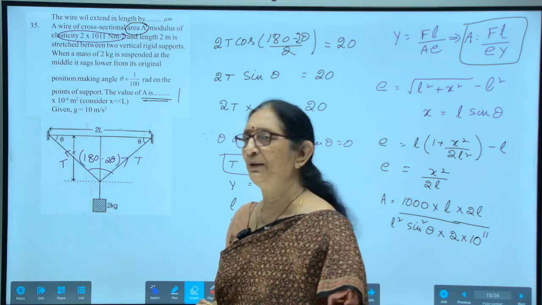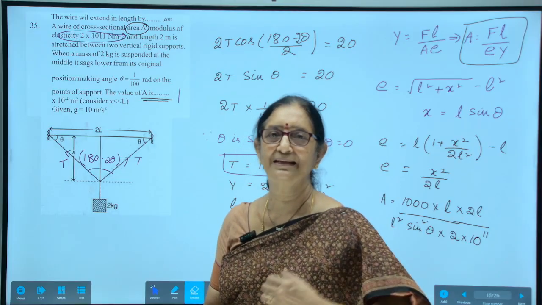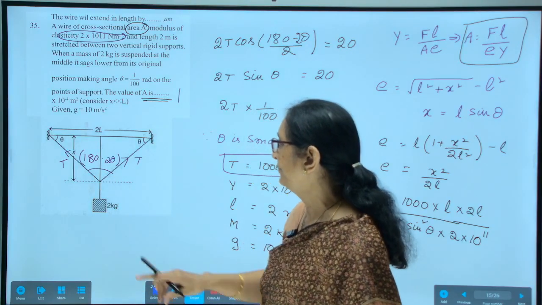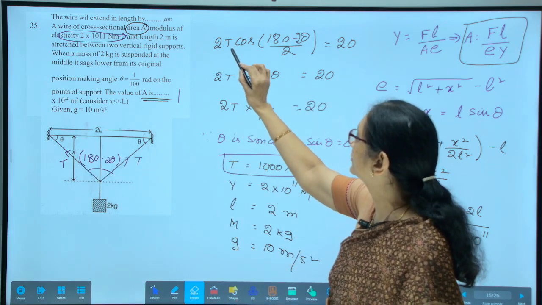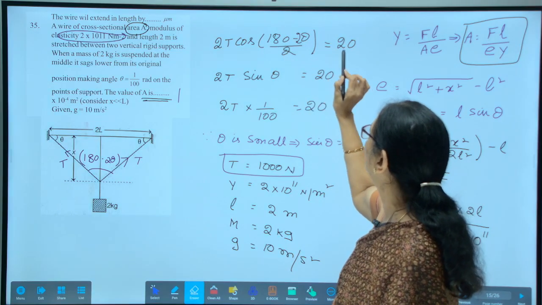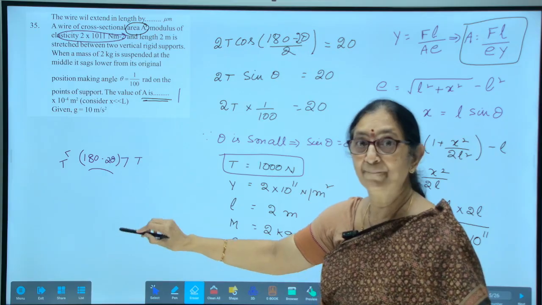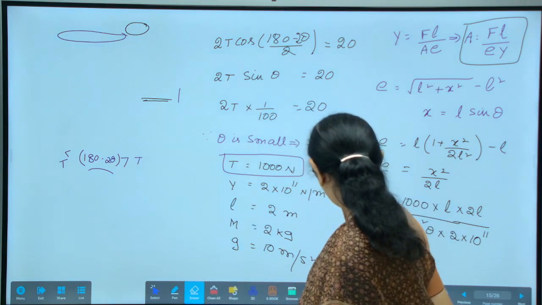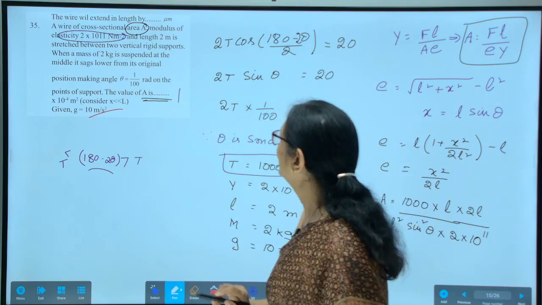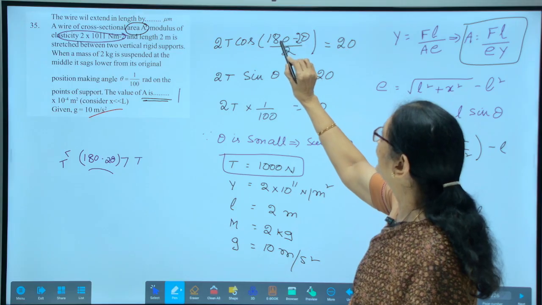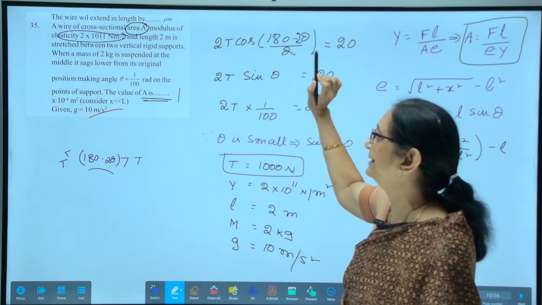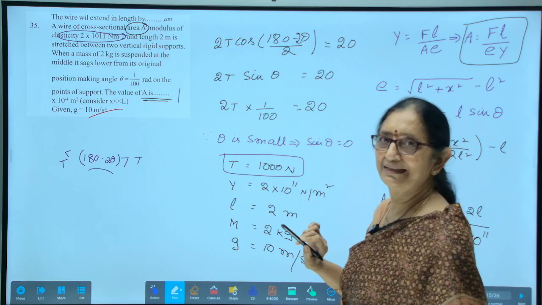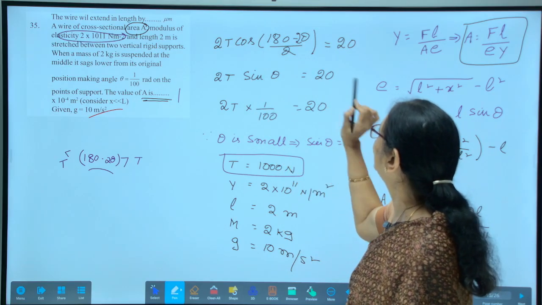We know when two equal vectors are at an angle theta, their resultant is 2T cos theta by 2. Here in place of theta we have 180 minus 2 theta. So the resultant of these two tensions is 2T cos of (180 minus 2 theta) by 2, which is equal to mg, that is 20. G is given as 10 meter per second square. So 2T cos of (180 minus 2 theta) by 2 is cos (90 minus theta), which is equal to sin theta. So 2T sin theta is 20.